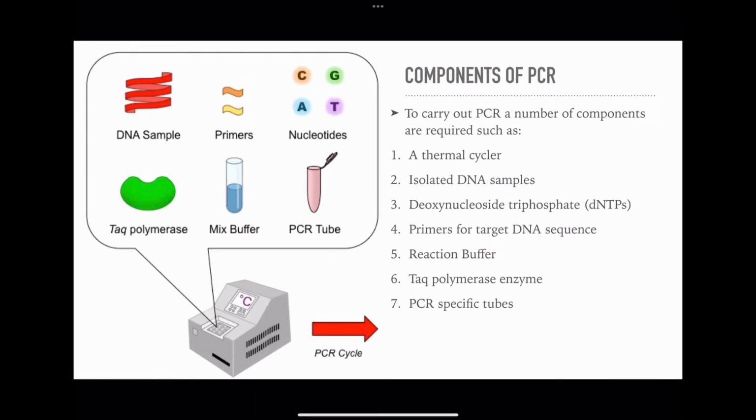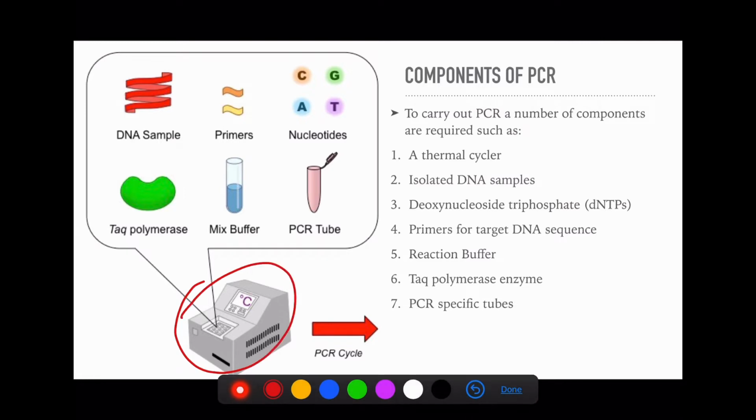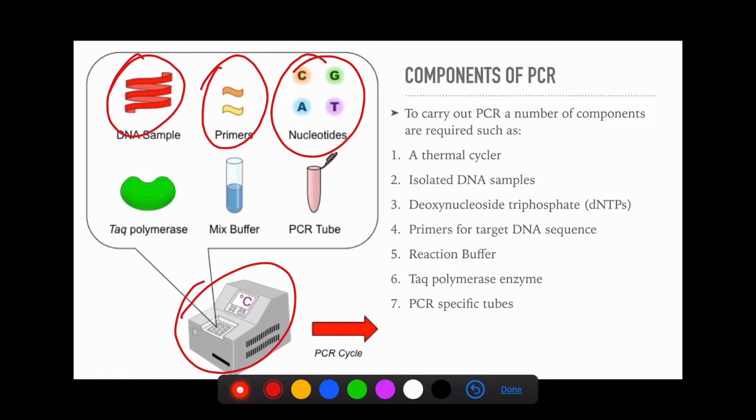Polymerase chain reaction can be conducted using very few ingredients to mimic in vivo DNA replication in in vitro conditions. The components of PCR are: number 1, a thermal cycler; number 2, isolated DNA samples; number 3, deoxynucleoside triphosphates or dNTPs; number 4, primers specific for target DNA; number 5, PCR buffer; number 6, Taq polymerase enzyme; and lastly, PCR specific tubes. We will discuss each component in the following slides.